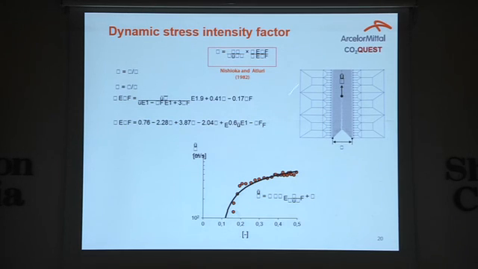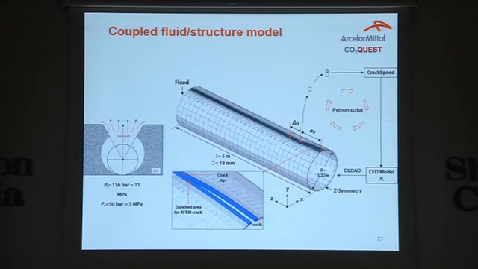So we use the drop tier test to just calibrate the dynamic stress intensity factor, which is, let's say, the correlation between crack speed and the dynamic stress intensity factor. Then we apply the whole concept to a pipe.